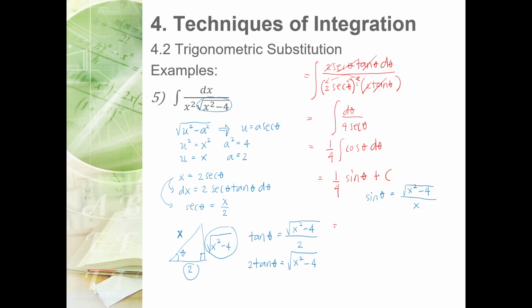So final answer would be 1/4 times the square root of x squared minus 4 over x plus c. So multiply. Final answer is square root of x squared minus 4 over 4x plus c. Now, so questions?